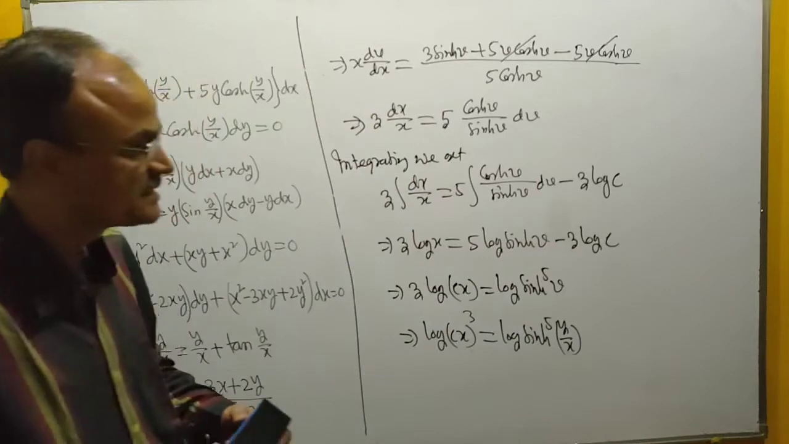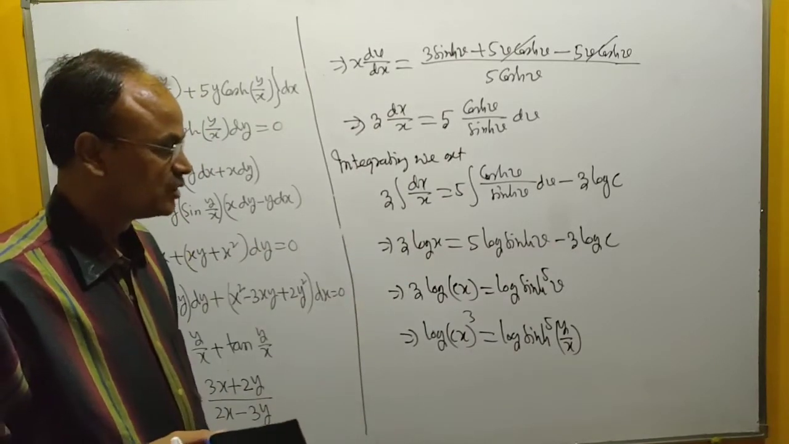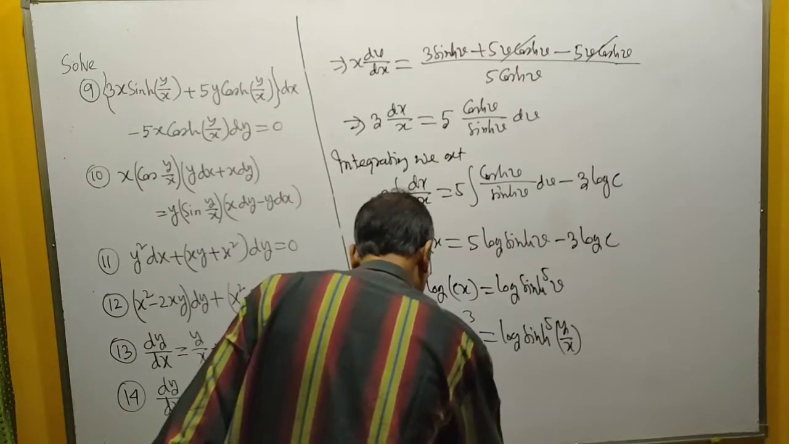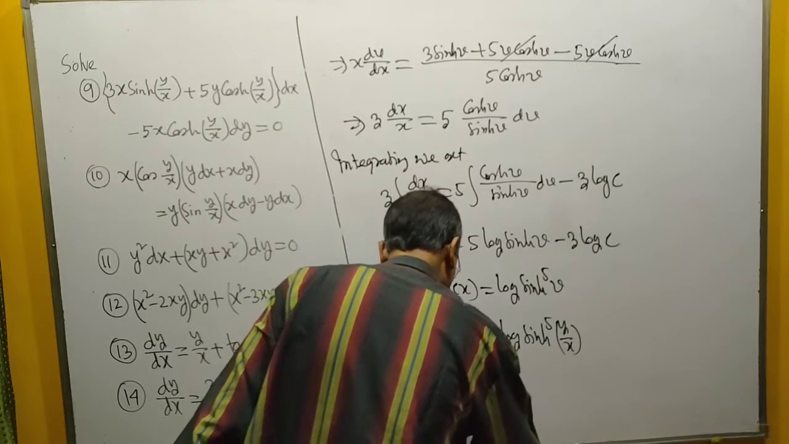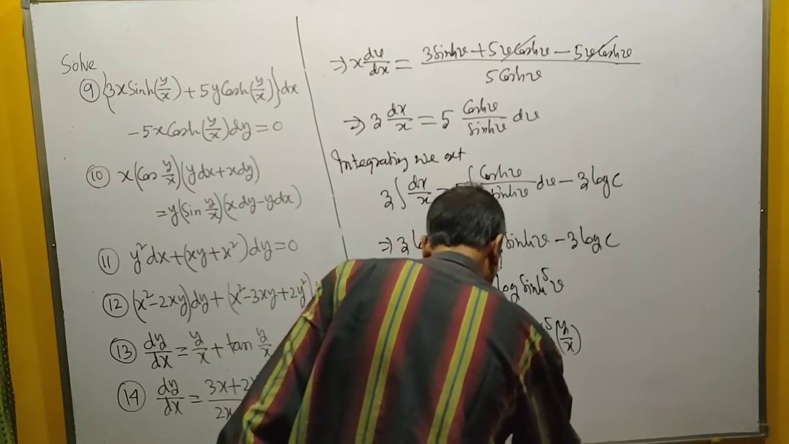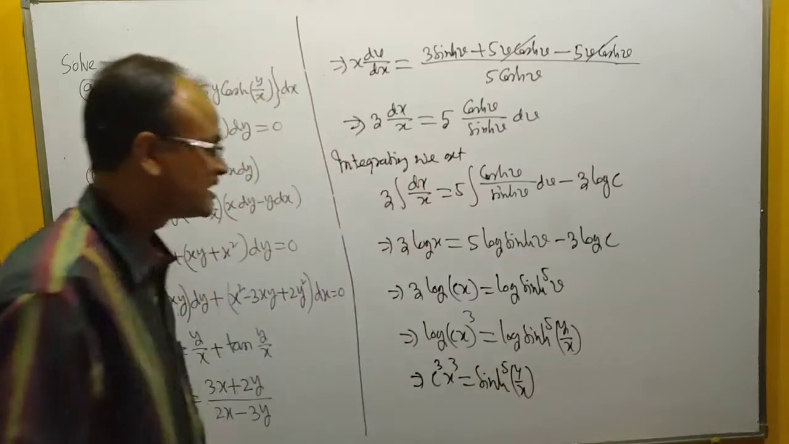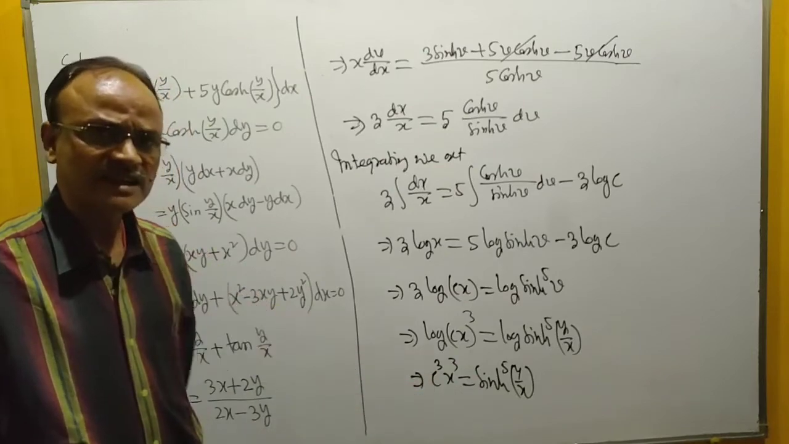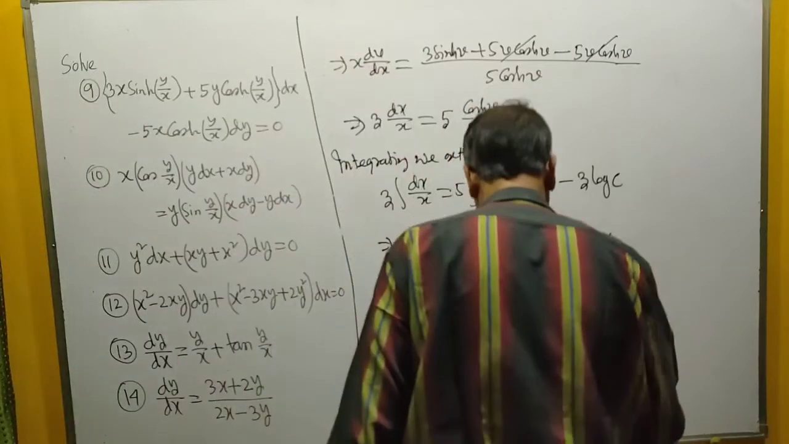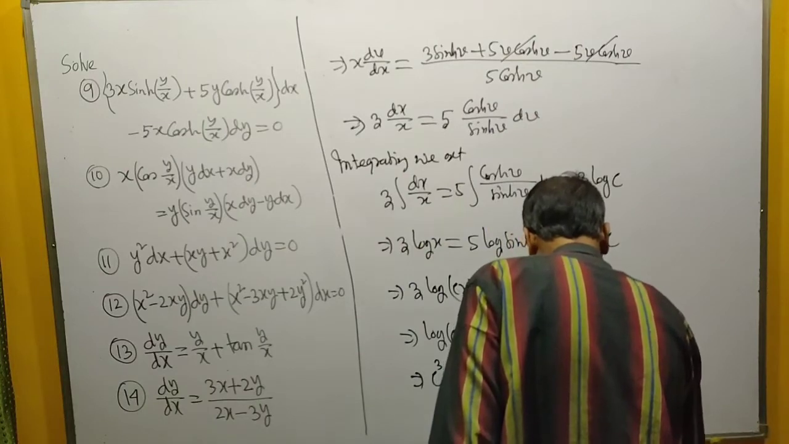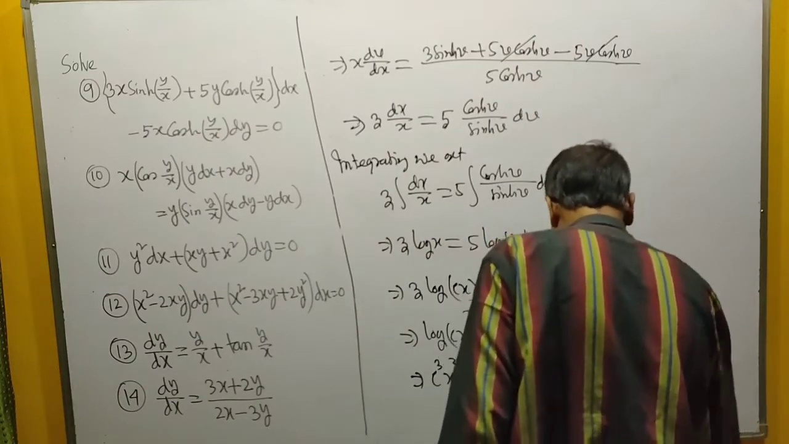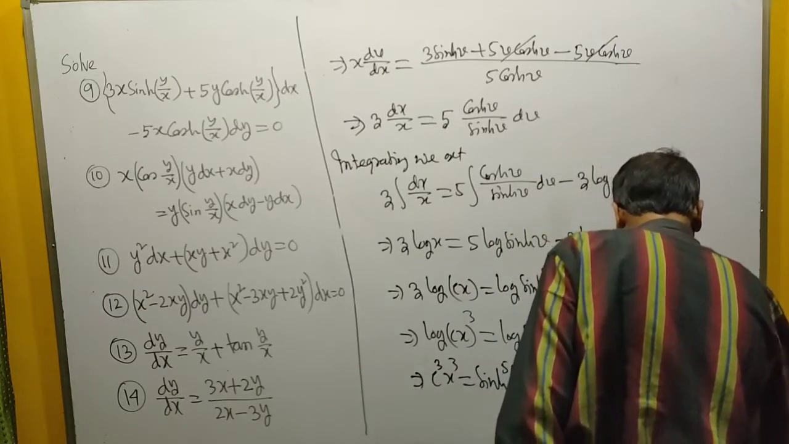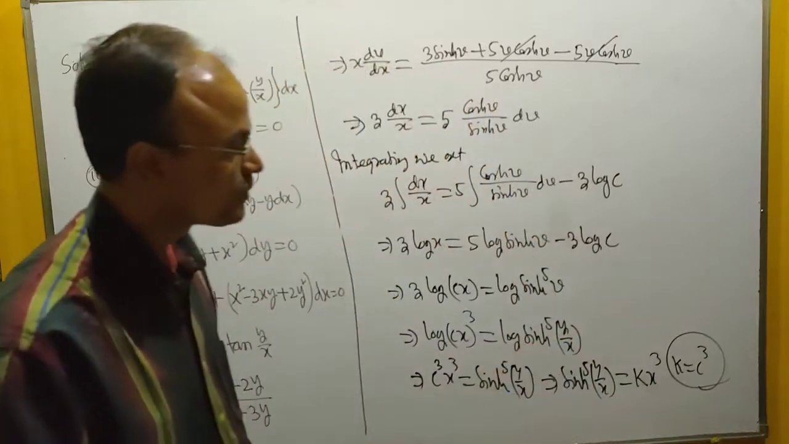You may write this: y by x, since v has been replaced by y by x. This means c cube x cube equals sinh to the power 5 y by x. This is the solution. For c to the power 3, you may write another constant k. This means sinh to the power 5 y by x should be equal to kx cube, where k equals c cube, another constant. This is the required solution of the differential equation.